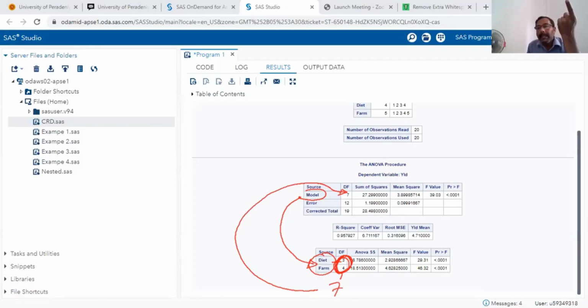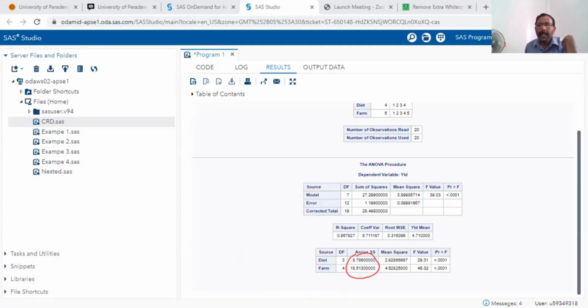In the CRD, we don't have a problem because only one component explains the model, which is treatment. So that's why we had the same value in the model and the treatment. Here, not like that. For example, the sums of square values of these two values add up to the model sums of square value.